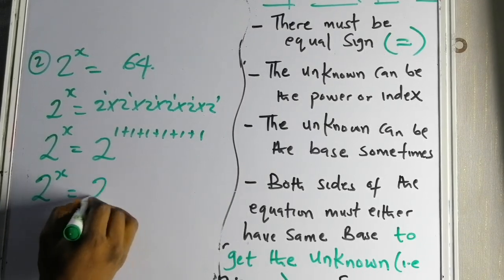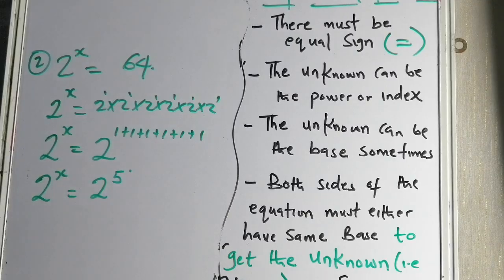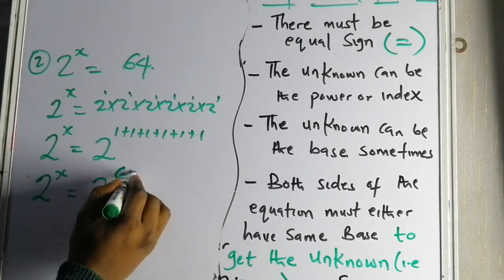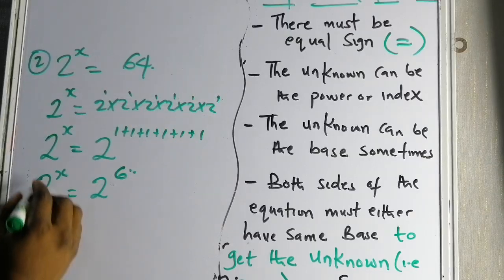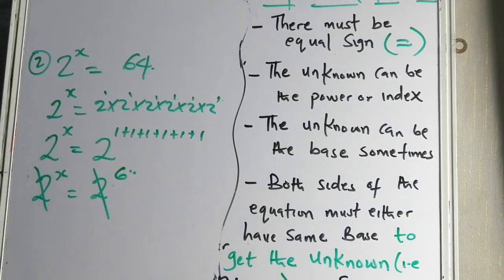2 raised to power is the same thing as what? 2 raised to power 6, because this is 1, 2, 3, 4, 5, 6. So it means that base 2 can cancel base 2.